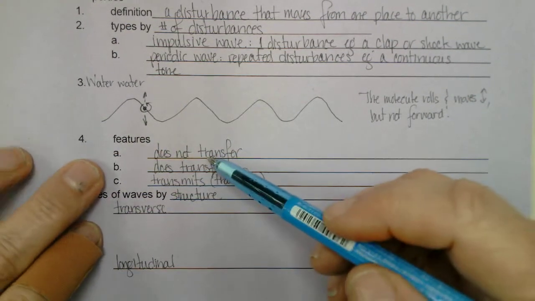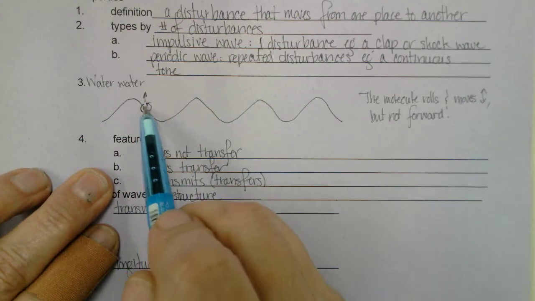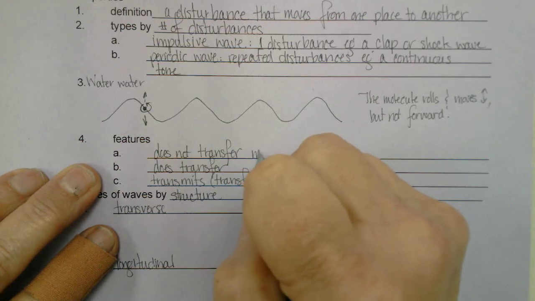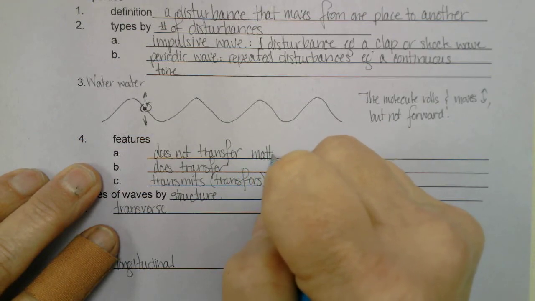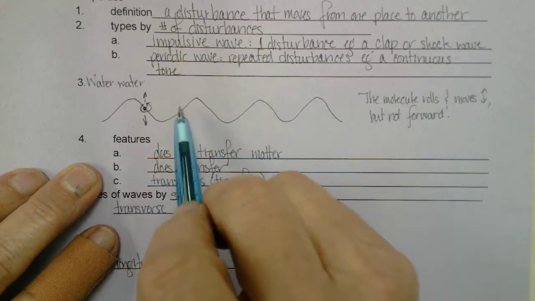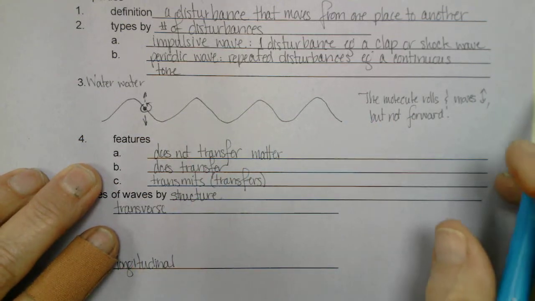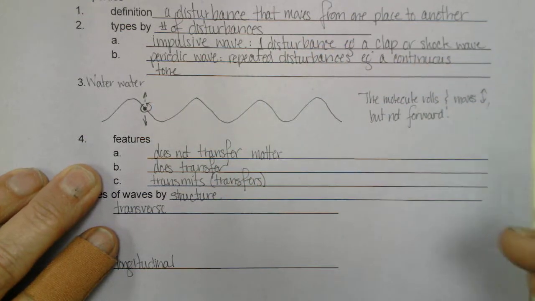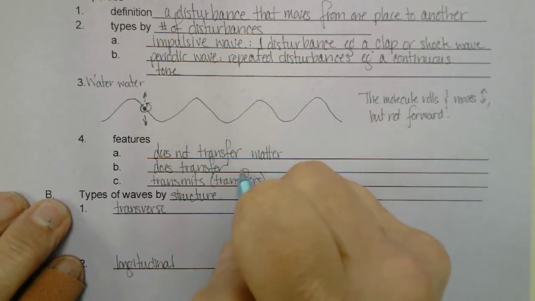All right, so now we're going to talk about the types of waves, the features of a wave, I'm sorry. A feature of a wave is that it doesn't transfer matter. Matter does not move as a wave moves forward. Instead, it just keeps bouncing up and down, but it doesn't move this way. However, it does transfer energy.